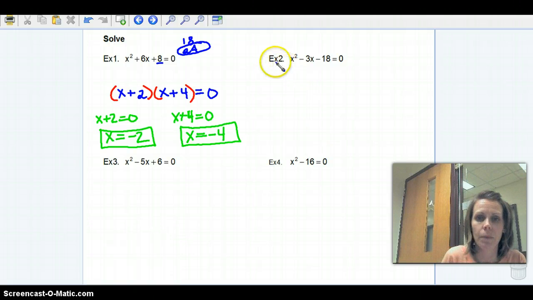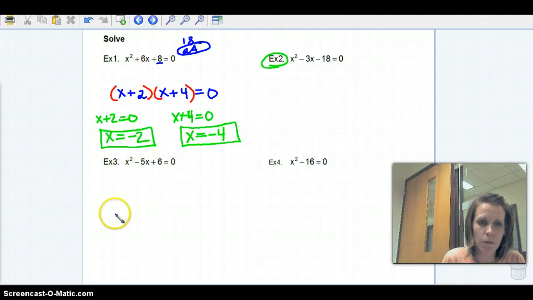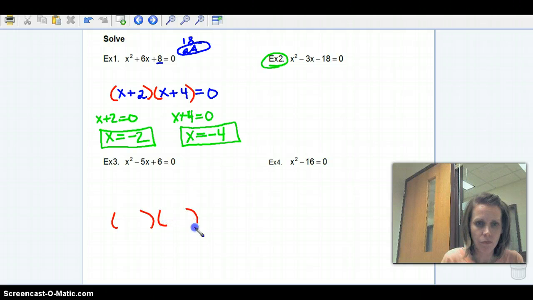Good. All right, I'm going to have you guys try example number 2 in a minute, but let's try example number 3. So we're going to have two binomials, factor it out. We need it to multiply to be 6, positive 6, and add to be negative 5. So our factors of 6 would be 1 and 6, 2 and 3, and that is it.